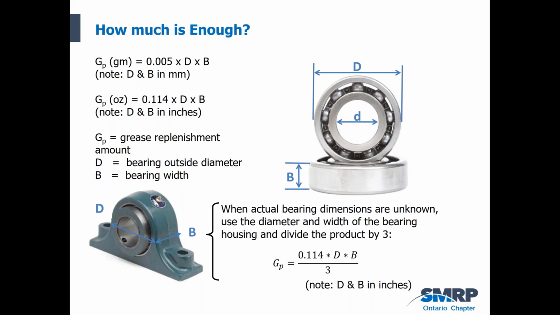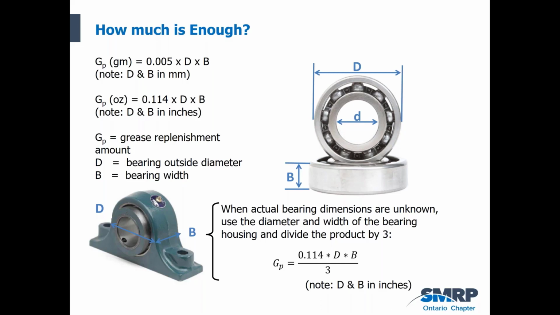So in terms of calculating the regrease volume, there are some very simple calculations that we can run. In order to do this, you simply need to know two things. You need to know the outside diameter of the bearing, as well as the thickness or the width of the bearing. So that's capital D and capital B on my slide there. Once you have those two numbers, and depending on whether you want to work in millimeters, as we tend to do in Canada, or if you're in the US in inches, you apply either the first or the second formula there.